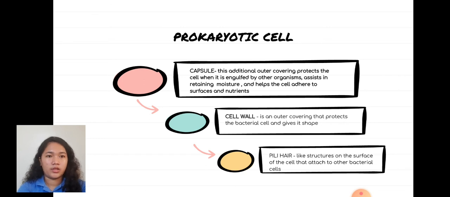Parts of prokaryotic cell. Capsule. This additional outer covering protects the cell when engulfed by other organisms, assists in retaining moisture, and helps the cell adhere to surfaces and nutrients. Cell wall is an outer covering that protects the bacterial cell and gives it shape. Pili are hair-like structures on the surface of the cell that attach to other bacterial cells.